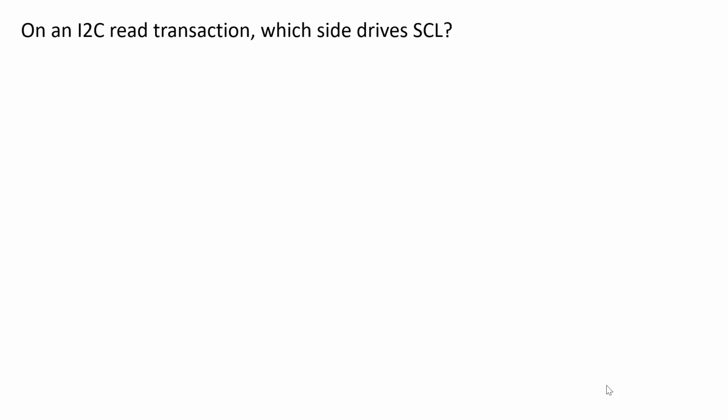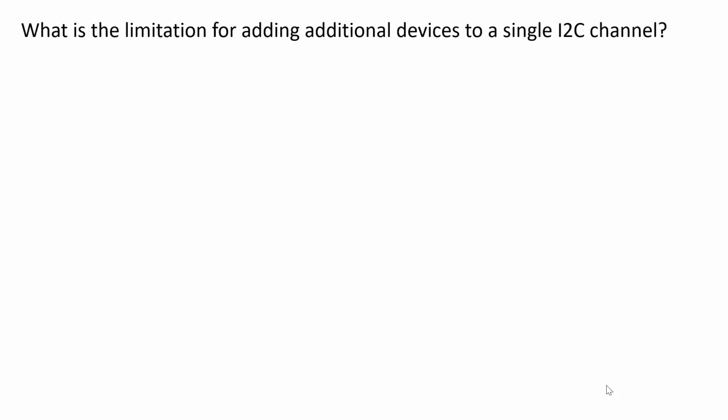Okay, on an I2C read transaction, which side drives the clock? The master. In fact, the master always drives the clock. You might notice, if you ever look up anything about I2C, you might read about a thing called clock stretching. And that's when the slave side grabs hold of the clock to delay the master, to stall the master. That's something that can be done, but for the purpose of this class, we'll just say the master drives the clock.